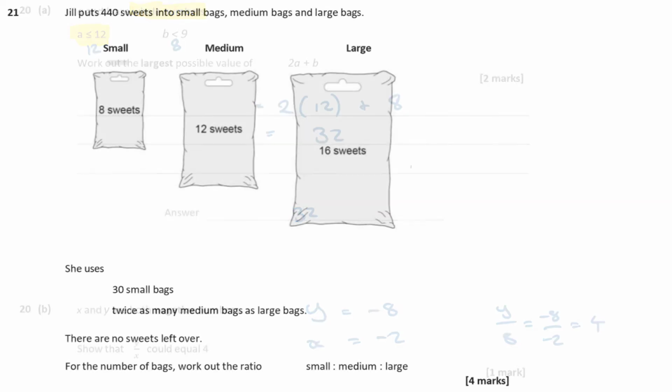Okay. Question 21. Jill puts 440 sweets into small bags, medium bags, and large bags. Now, the small bags hold 8 sweets, the medium holds 12, and the large holds 16. Now, she uses 30 small bags, twice as many medium bags as large bags, and there are no sweets left over.